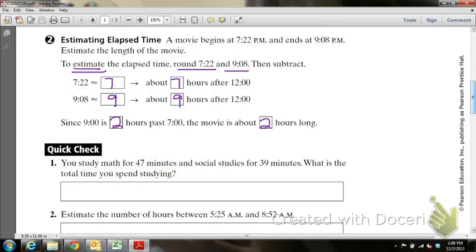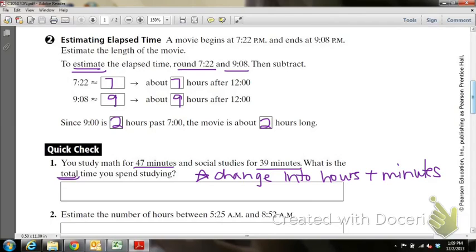So now you're going to try the quick checks. Quick check number 1 is just like example 1. You study 47 minutes for math and 39 minutes for social studies. What's the total time you spend studying? So first find the total minutes, and then remember to change into hours and minutes. Don't leave your answer as minutes if your answer is more than 60.